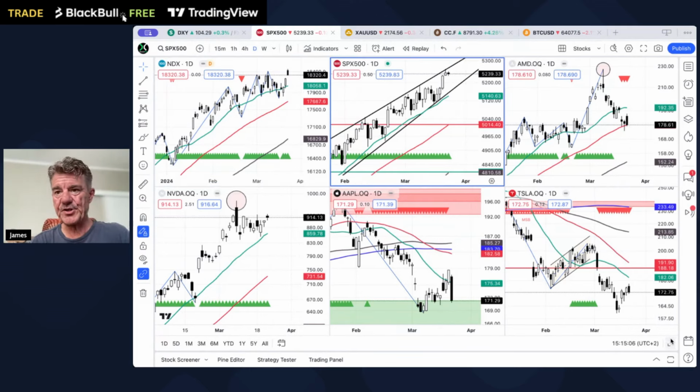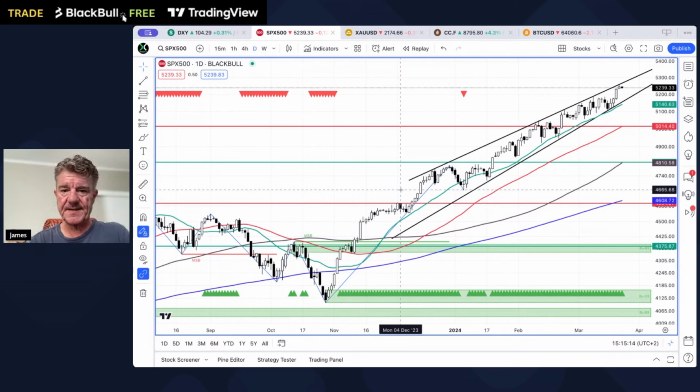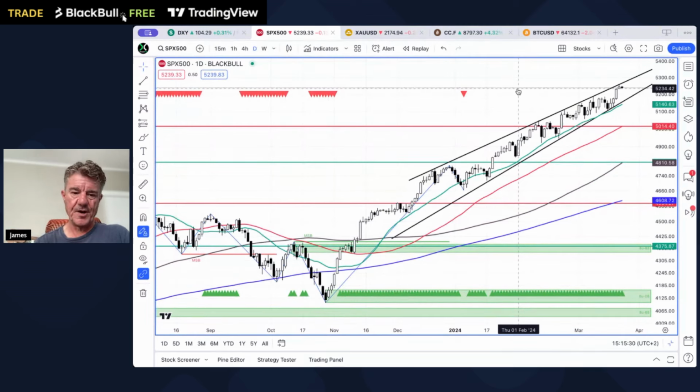There's the rising wedge on S&P. It's pretty simple. It's a rising wedge. It's a reversal pattern. In this case, a bearish reversal pattern. We've touched the top of this wedge, and we sold yesterday. We have no other evidence that this may or may not turn around. We just got to the technical top of the wedge. It's a bearish reversal pattern. We've got an overextended market.